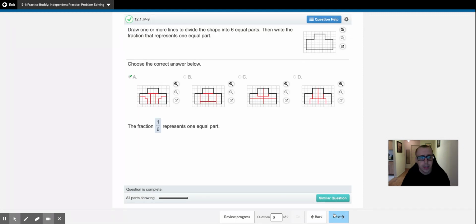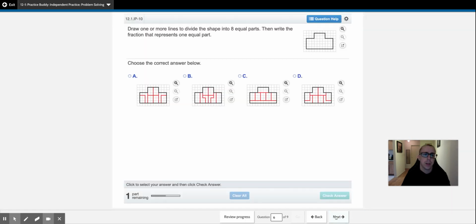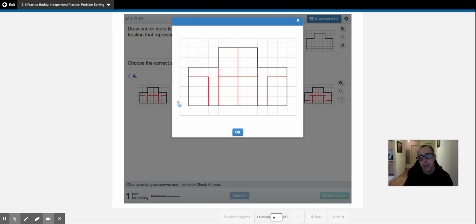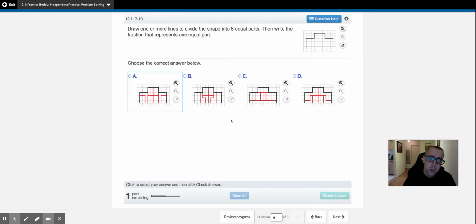Work at your pace, okay? Again, you could do a similar question if you'd like. Don't have to. We're looking for 8 equal parts. Again, I'm going to count each one. 1, 2, 3, 4, 5, 6. Again, 6. Don't forget, you can make it bigger to see. This one has 6 parts.